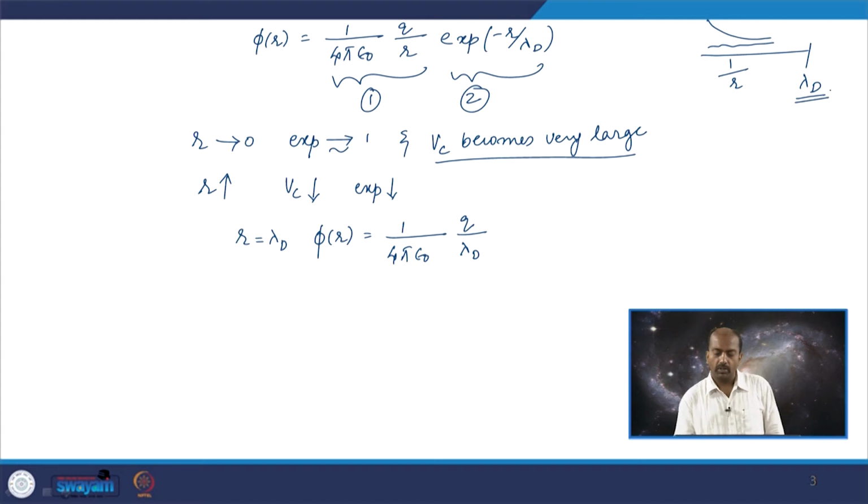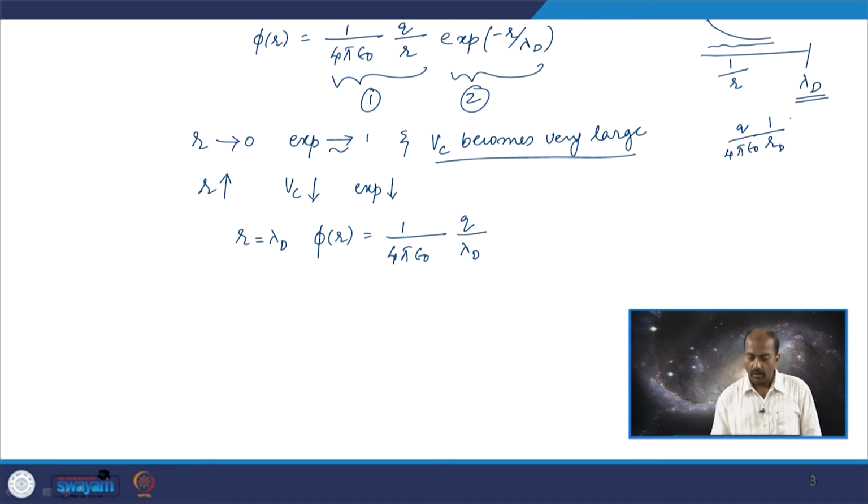The potential should be just q by 4 pi epsilon naught lambda d. But due to the additional second term, which was just 1 when it was very close to the positive test charge, when r becomes equal to lambda d, it simply becomes 1 by e. So the potential is just the potential at lambda d into 1 by e. At the Debye length, the potential drops to 1 by eth of the potential which should be present at lambda d.